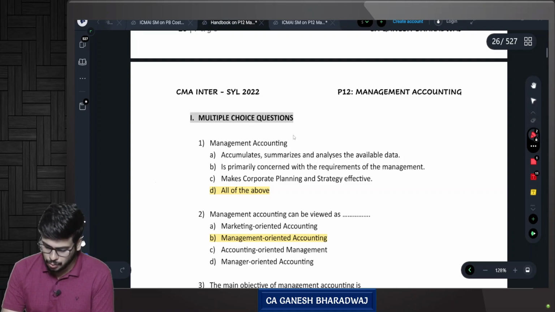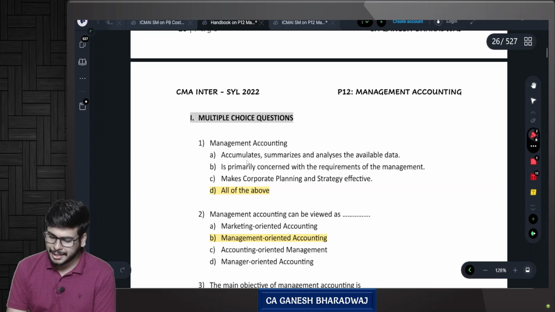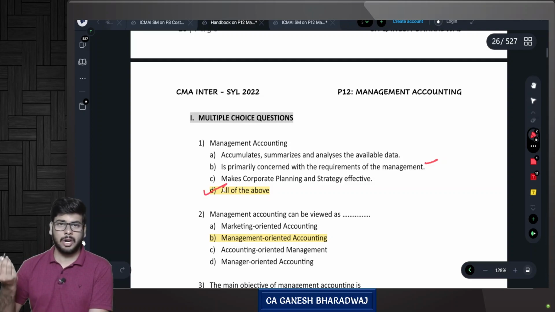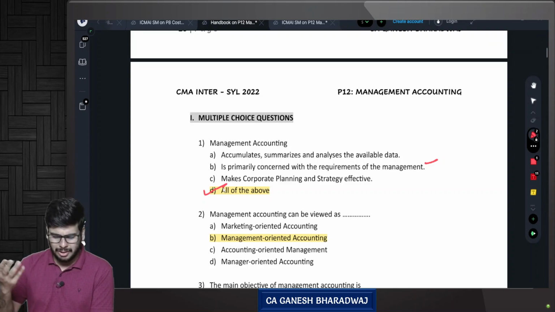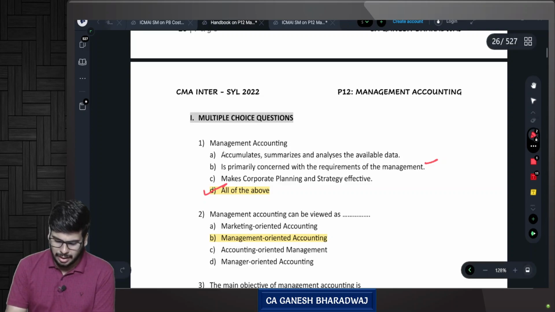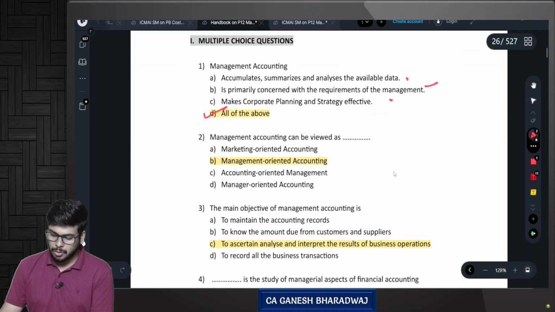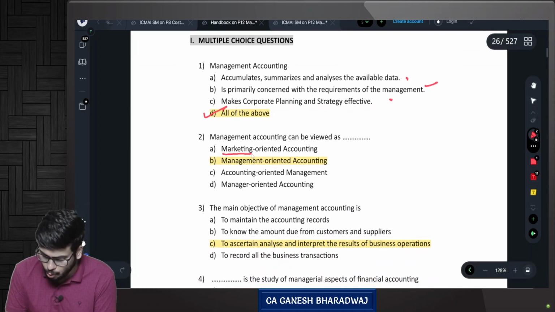Management accounting accumulates, summarizes, and analyzes the available data. It is primarily concerned with the requirements of the management, correct? Makes the corporate planning and strategy effective. All of the above, obviously. It focuses on all the three, so it's only going to be all of the above. Management accounting can be viewed as marketing oriented accounting. Absolutely not. Management oriented accounting, absolutely yes.